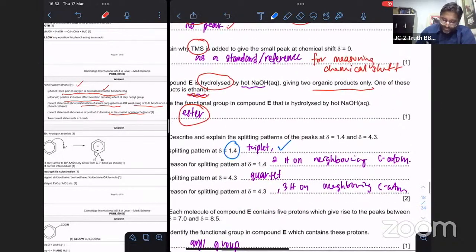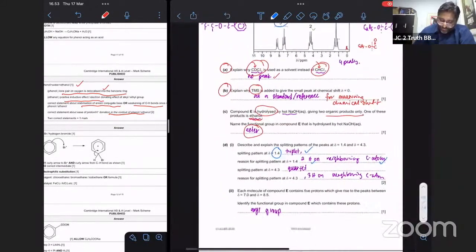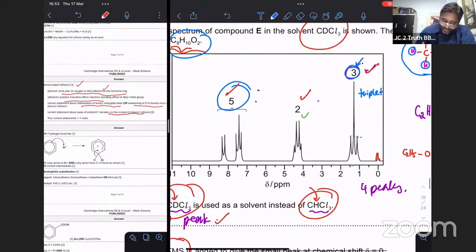Why is there a splitting pattern? 2 hydrogen on the neighboring carbon atom. So that is going to be the reason. And then we are going to look at the splitting pattern of 4.3. So 4.3 is this one.